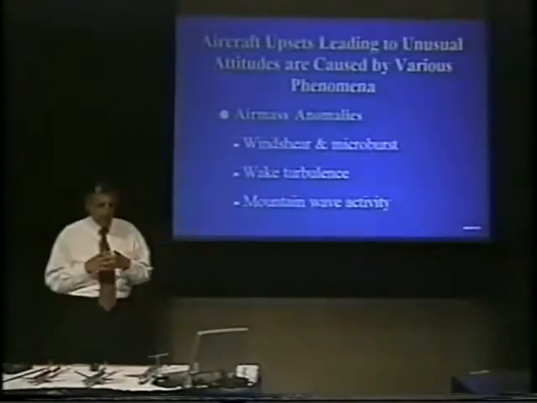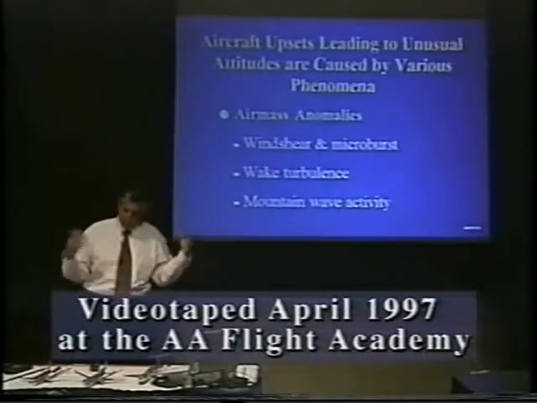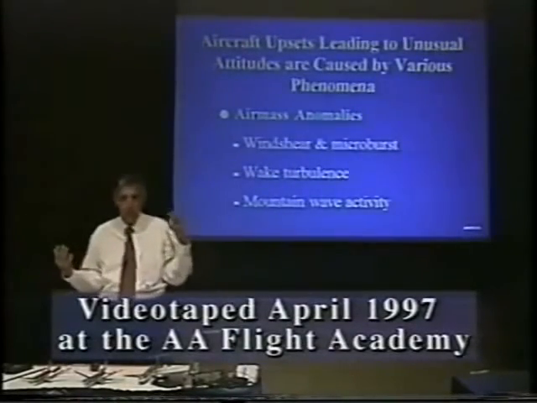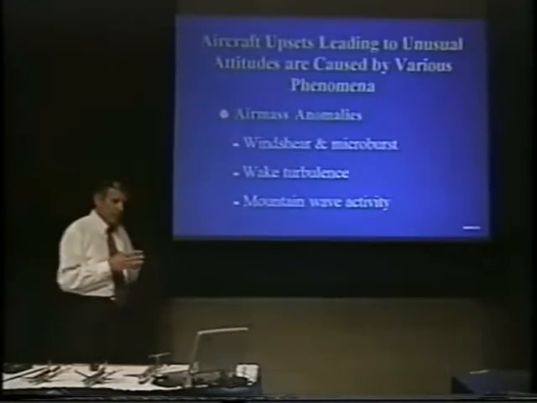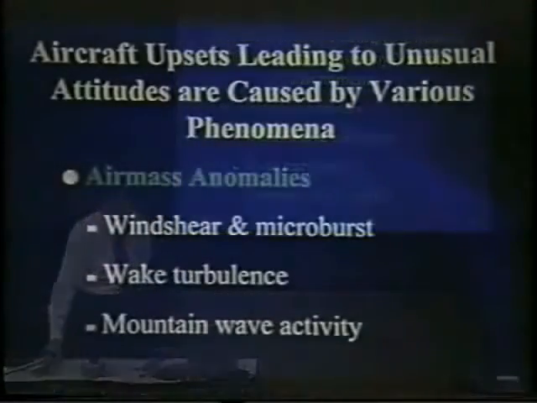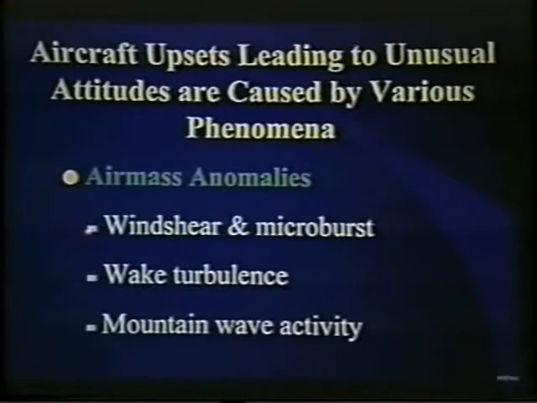We're going to start jumping into some real-world issues. We're going to take the body of knowledge that we have developed to this point and start to apply it to things that are happening out there. First, we're going to look at air mass anomalies as a grouping. We will look at microburst, wake turbulence, and mountain wave activity.